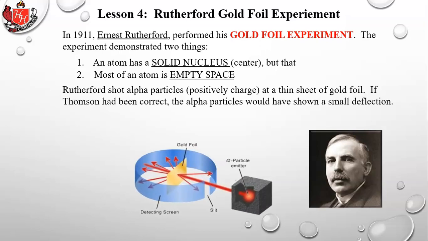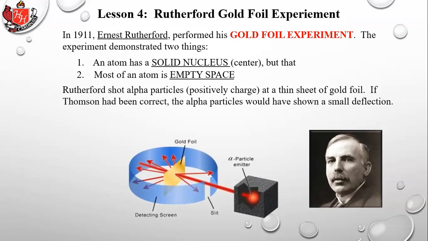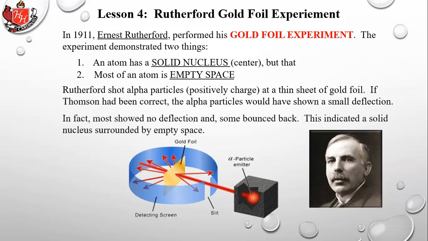Rutherford shot alpha particles, which are positively charged, at a thin sheet of gold foil. If Thomson had been correct, that is, that the positive part of the atom was just this soft kind of substance, then the alpha particles would have shown very little deflection. They would have gone right through, just like a bullet. In fact, most showed no deflection, and some bounced back. This indicated a solid nucleus surrounded by empty space.